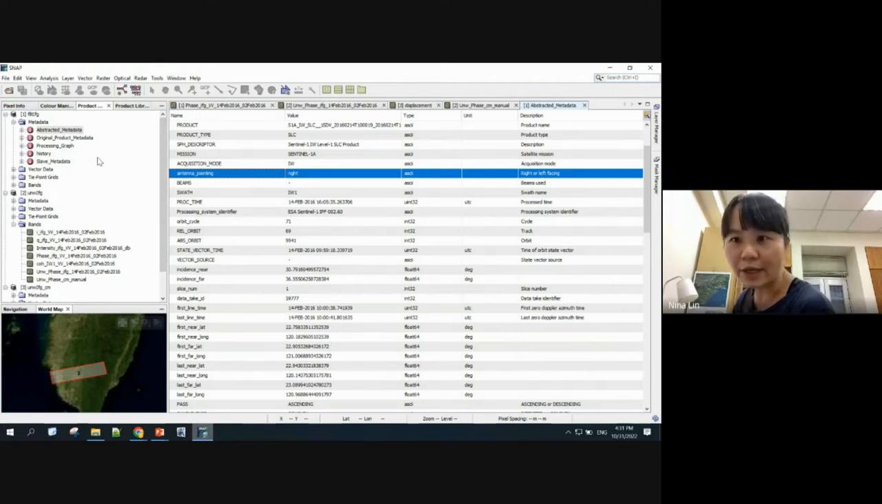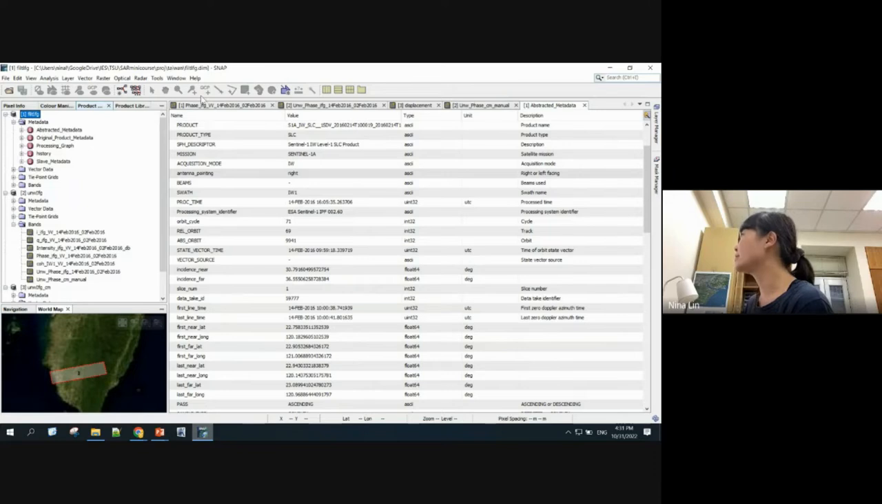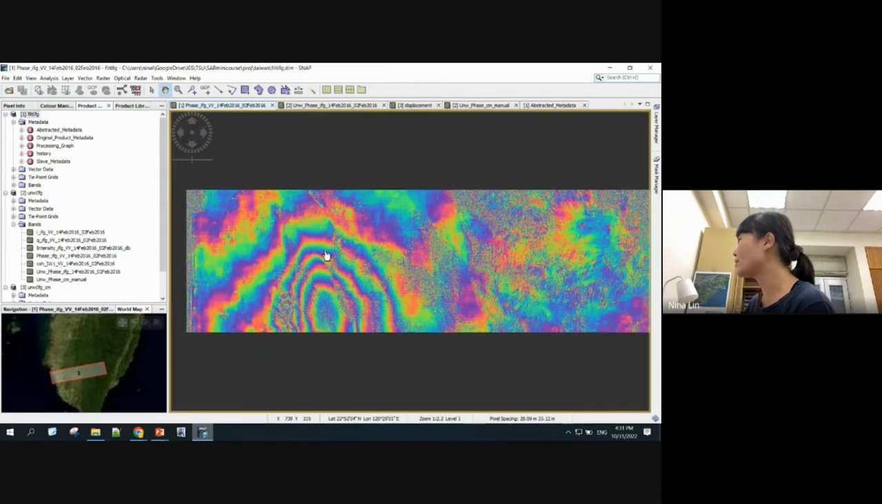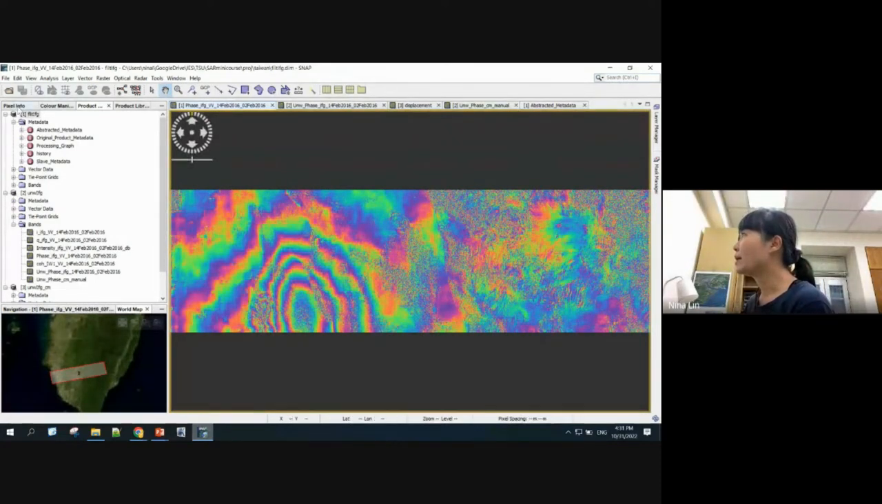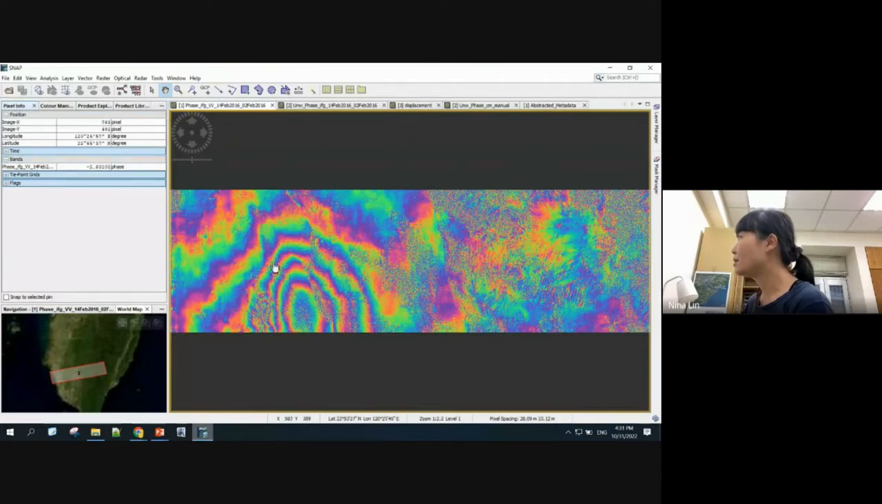What is the difference between unwrapping? So the quick answer is let's just check the one before unwrapping. So this is the data, if you still remember, before unwrapping. Let's look at the pixel value. You will see the value is always between negative pi and pi, which means it's negative 3.14 to positive 3.14. So when you pass one fringe, you pass to another cycle.